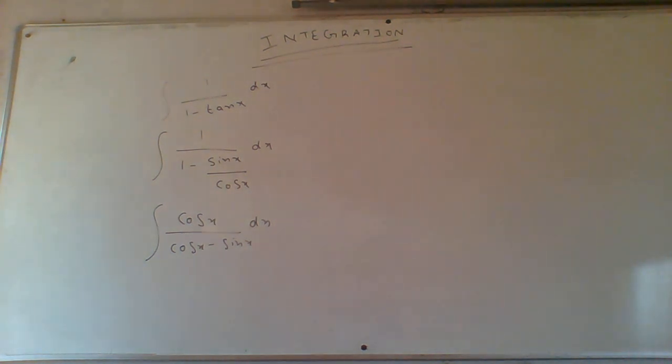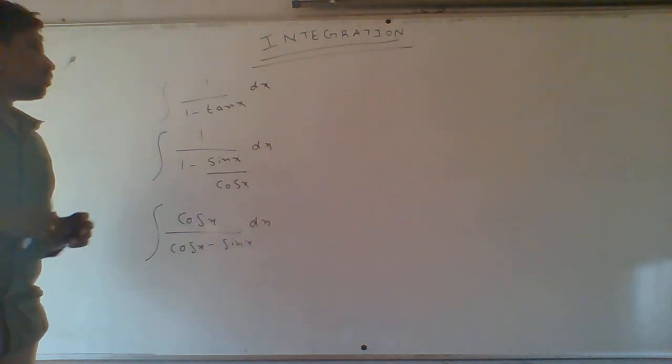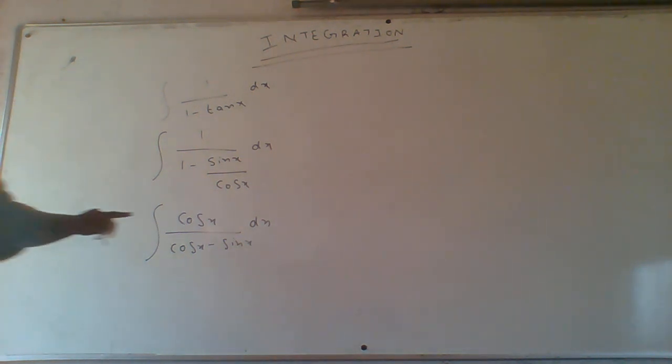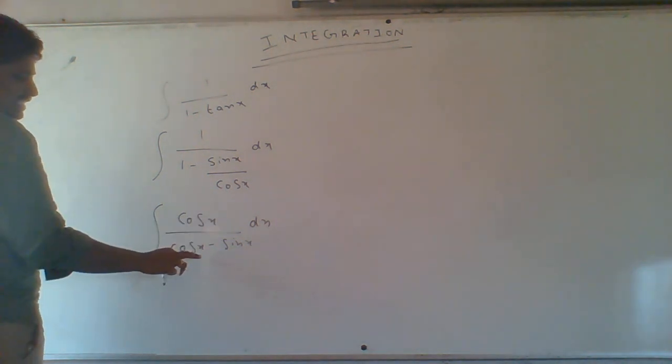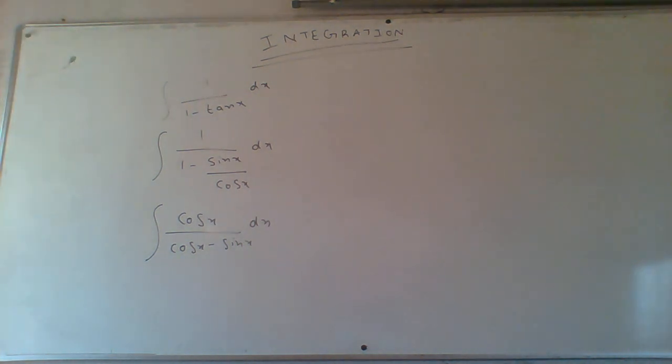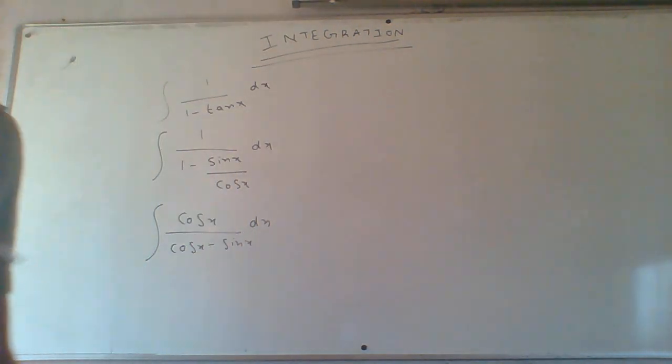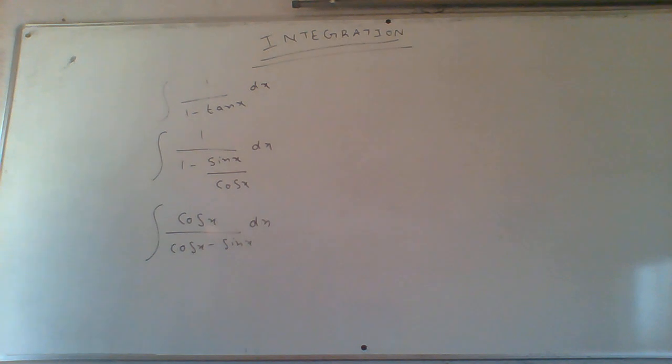See here, 1 by 1 minus tan x can be written like this: 1 by 1 minus sin x by cos x. See here, cos x by cos x minus sin x. Okay, for this, a little trigonometry is required. Now let us find something somewhat easier than this, and we will try this sum.